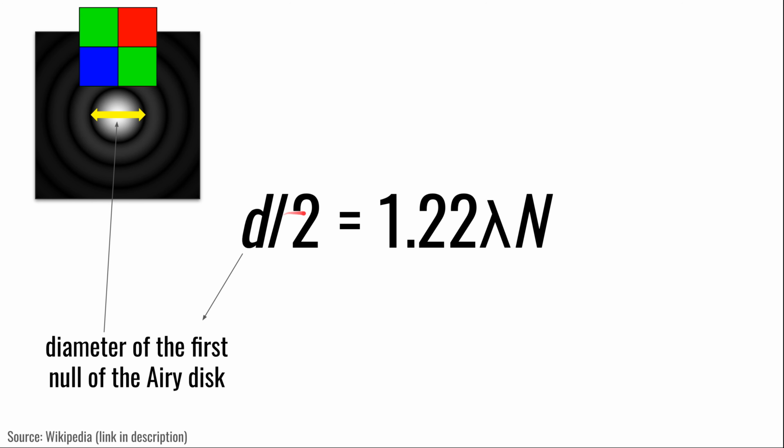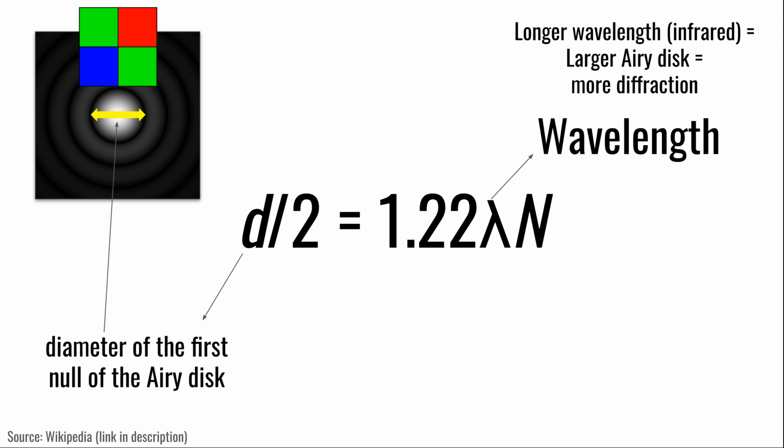Okay, so we want to take that number. That number divided by 2 is equal to 1.22 times lambda times N. Whoa, okay, what is lambda? What is N? Well, these are not so bad. Let's take a look at these. Lambda is actually the wavelength of light, and this is something we're familiar with in infrared. A longer wavelength, such as what we have in infrared, is going to equal a larger Airy disk and more diffraction, because anything on this side of the formula that goes up is going to create a larger diameter.